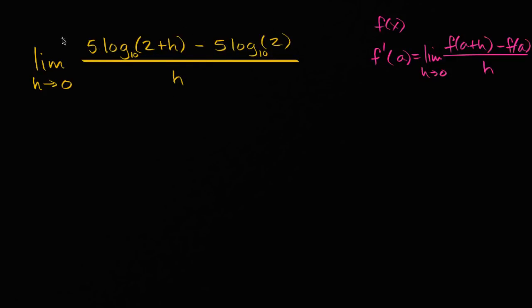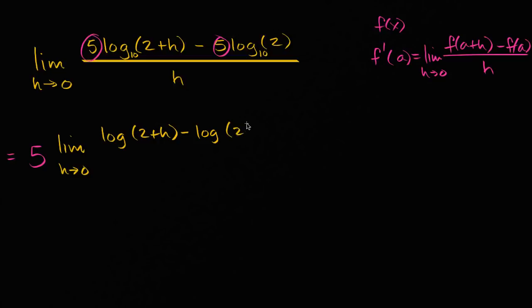But lucky for us, we can factor those 5s out front. If you just have a scalar times the expression, we know from our limit properties we can take those out of the limit themselves. So let's take both of these 5s and factor them out. And so this whole thing is going to simplify to 5 times the limit as h approaches 0 of log of 2 plus h minus log of 2, all of that over h.